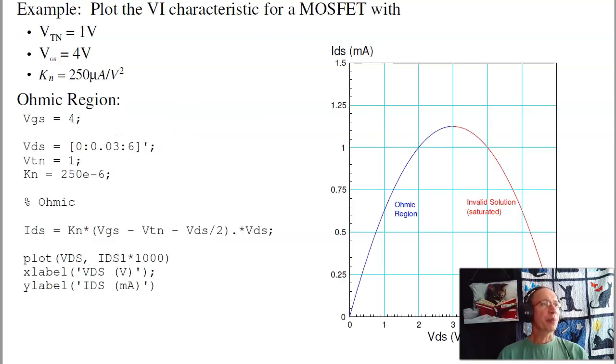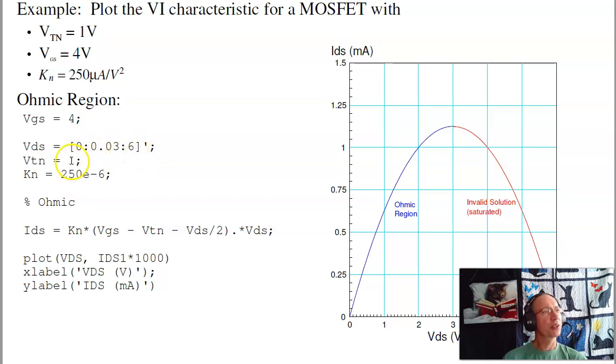For example, suppose I had your transconductance gain, K sub n, is 250 microamps per volt squared. That's just kind of like beta. If the turn-on voltage is 1 volt and the gate voltage is 4 volts, plot the current versus VDS. In the ohmic region, what I would do is increase VDS from 0 to 6 volts.